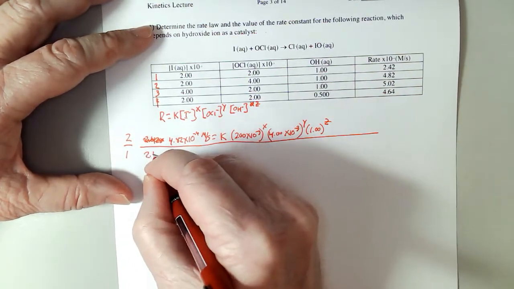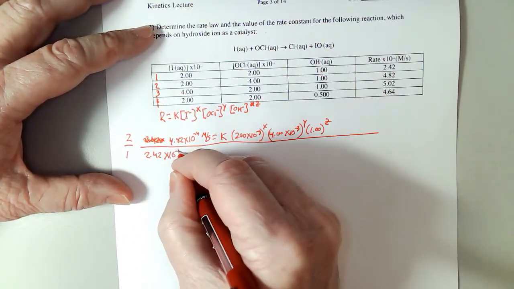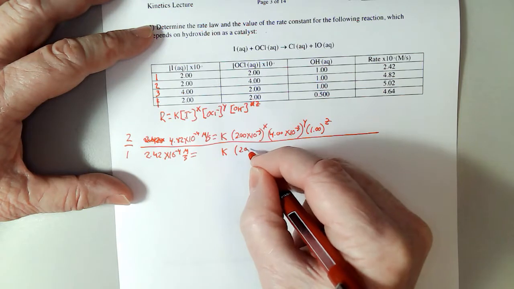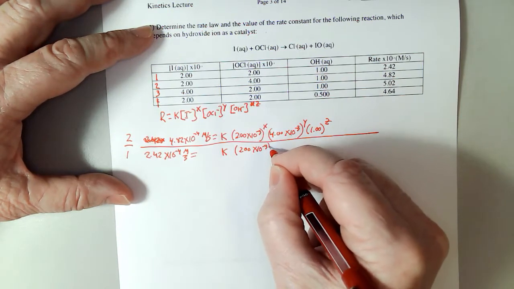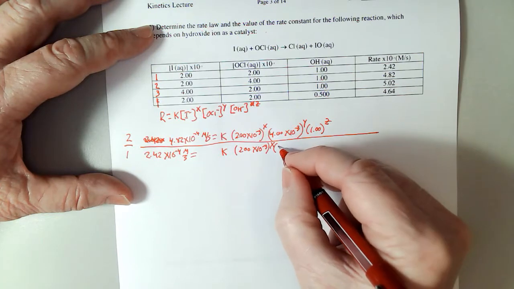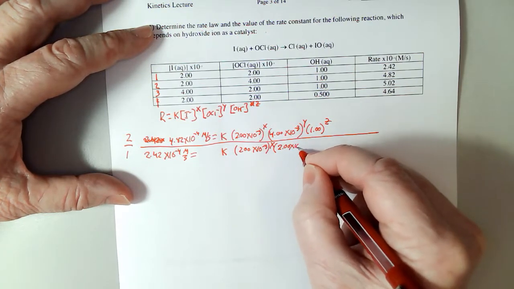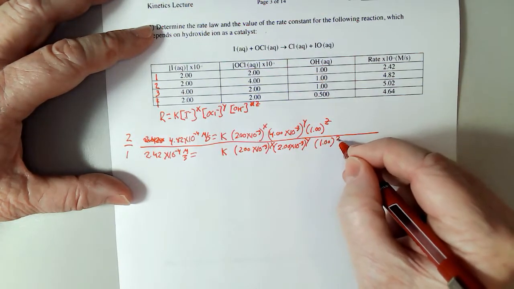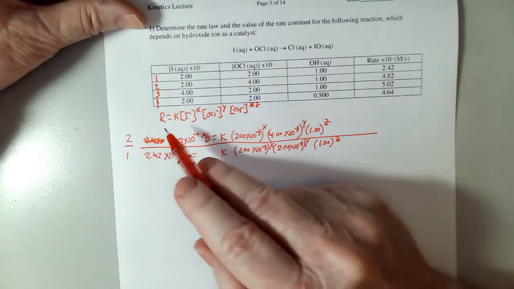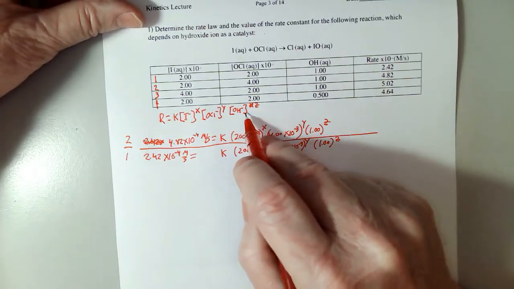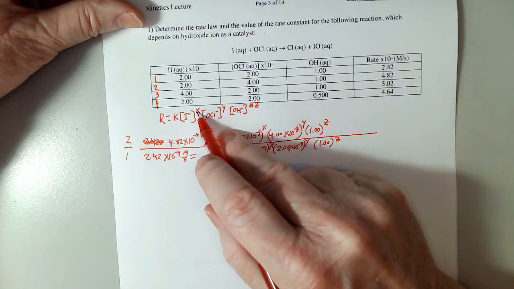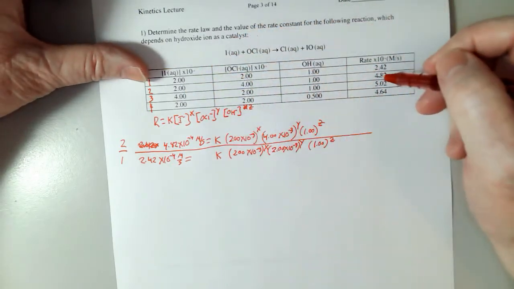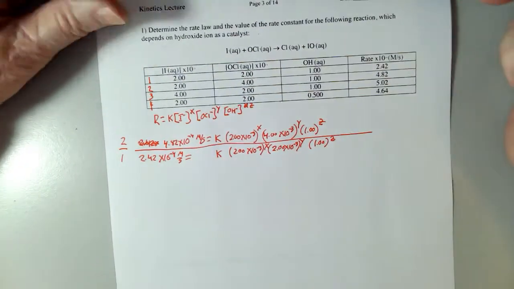Now I have 2.42 times 10 to the negative 4th molar per second equals K times 2.00 times 10 to the negative 3rd raised to the X, 2.00 times 10 to the negative 3rd raised to the Y, and 1.00 raised to the Z. So what I did was I wrote out the rate law for what I thought it would look like without the exponents being known, so they're variables. And then I'm just taking the data from one trial and dividing it by the data from another trial.